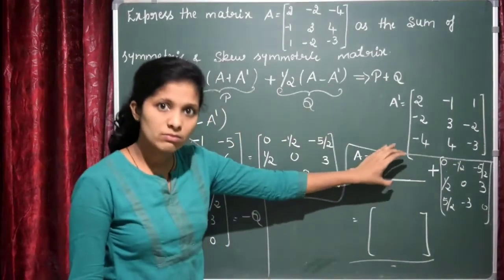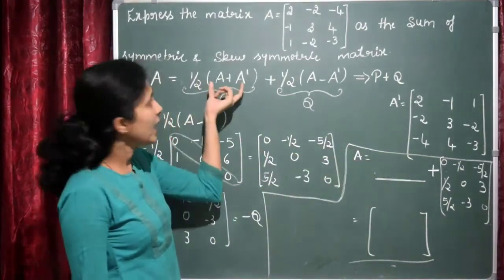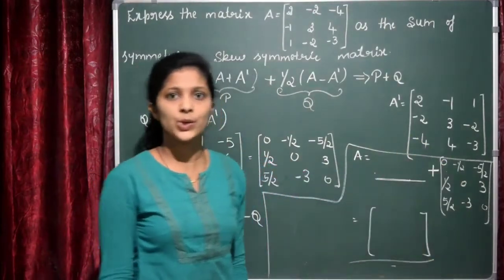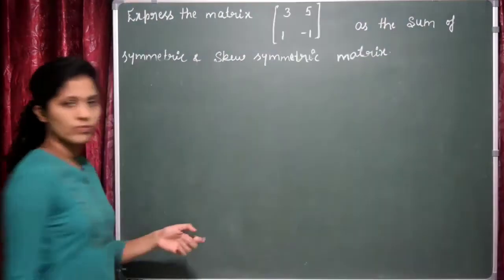Here you have to substitute the value of half of A plus A dash, the value of P, you have to substitute plus Q. That should be equal to A. I hope you understood this one. We will see the next problem.